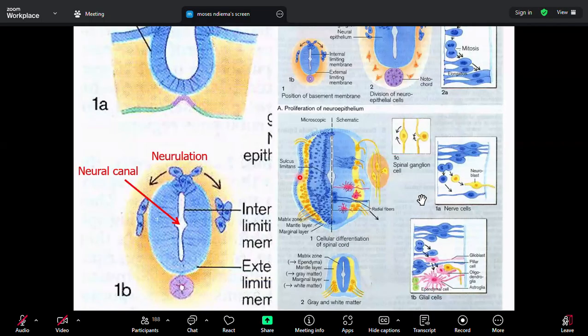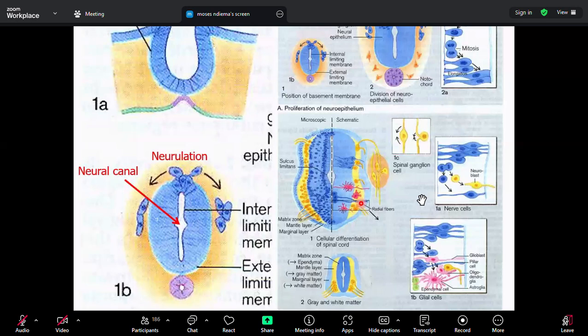The mantle zone comprises cells which are not undergoing mitosis anymore, but are now differentiating to form either neurons or gliocytes. The first cells to differentiate are the neurons, and then we have gliocytes.